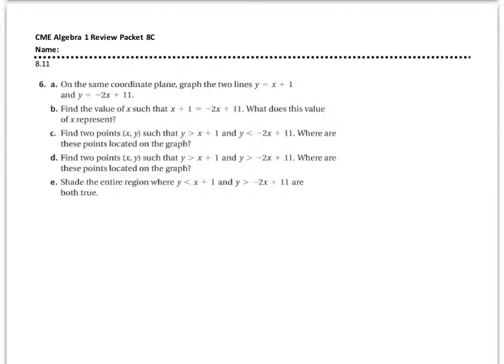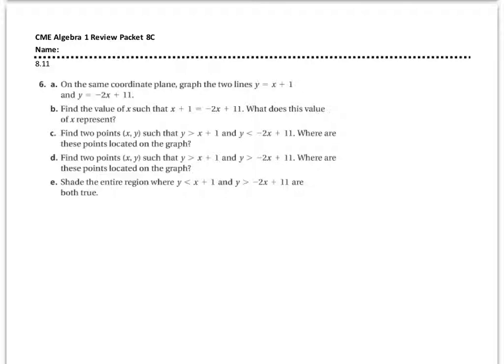Lesson 8.11. This lesson was about inequalities with two variables, and the goal was to use the graphing method to solve or estimate the solutions of complex equations and inequalities. So let's take a look at problem number 6a. On the same coordinate plane, graph the two lines y equals x plus 1 and y equals negative 2x plus 11.